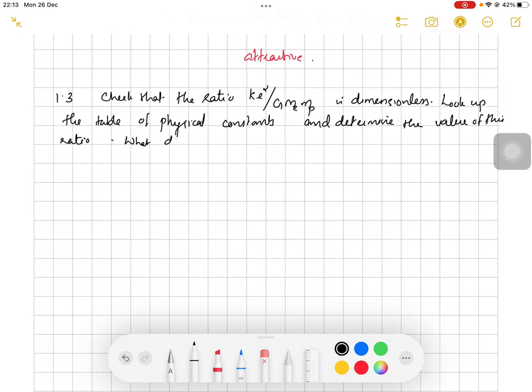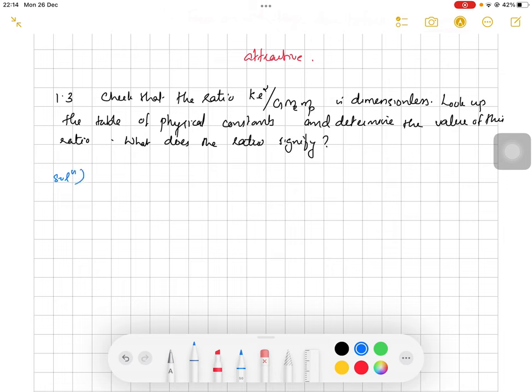What does the ratio signify? So this is our next question. We have been given a quantity ke² by G me mp, and we have to check whether it is a dimensionless quantity or not. So first we can start the solution.